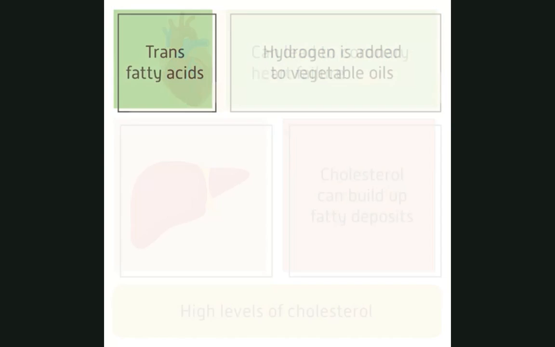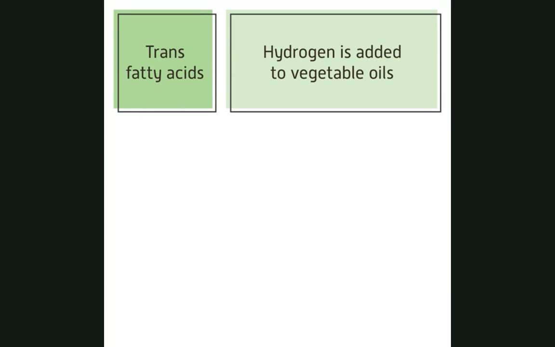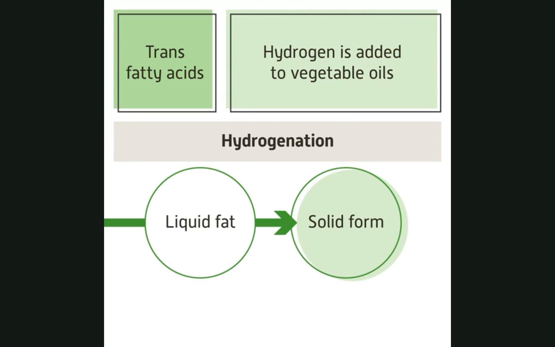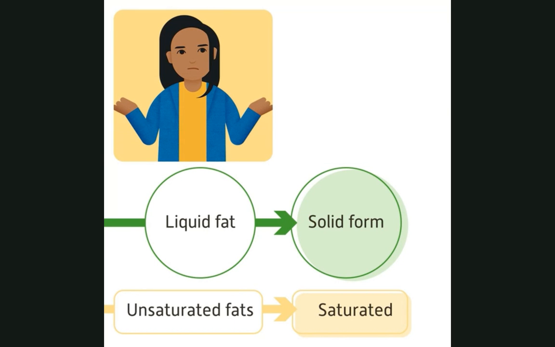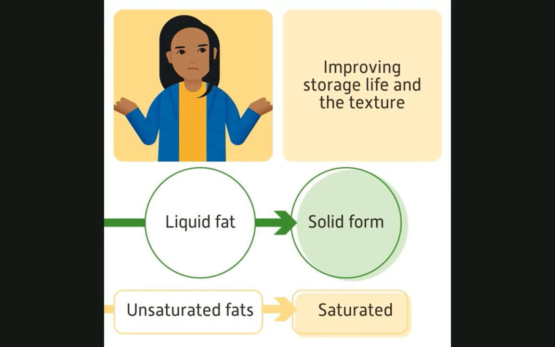Trans fatty acids are produced when hydrogen is added to vegetable oils using a process called hydrogenation. This changes liquid fat into a solid form and shifts unsaturated fats to saturated. Though this has all of the pitfalls associated with saturated fat consumption, it is also great for improving storage life and the texture of the product.